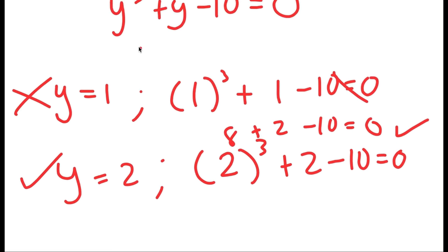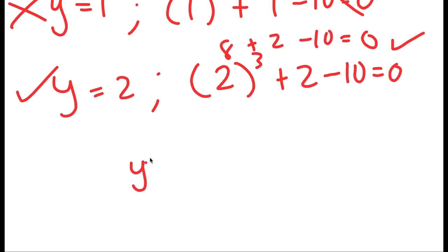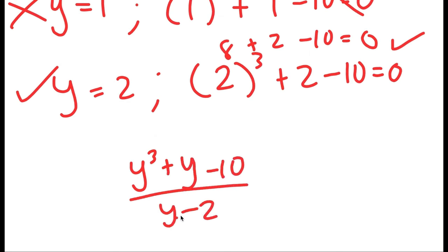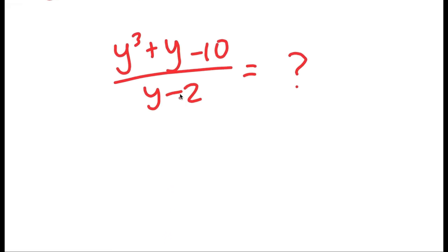So what I'm going to do is divide y to the power of 3 plus y minus 10 by y minus 2, because y minus 2 equals 0, well, y equals 2 is the solution. So, to do this, I'm going to use synthetic division.